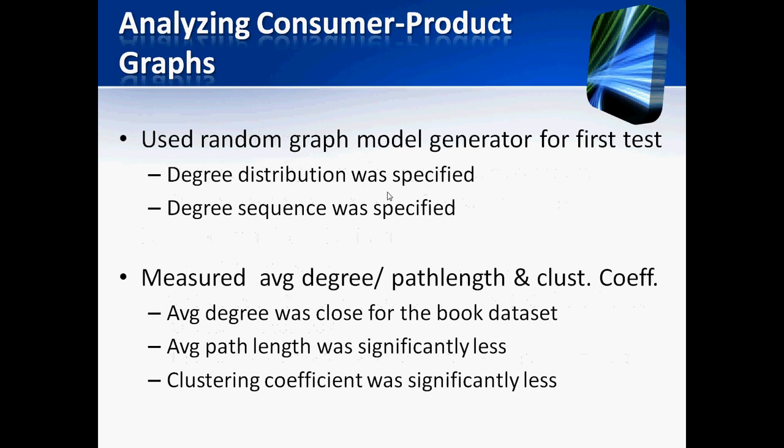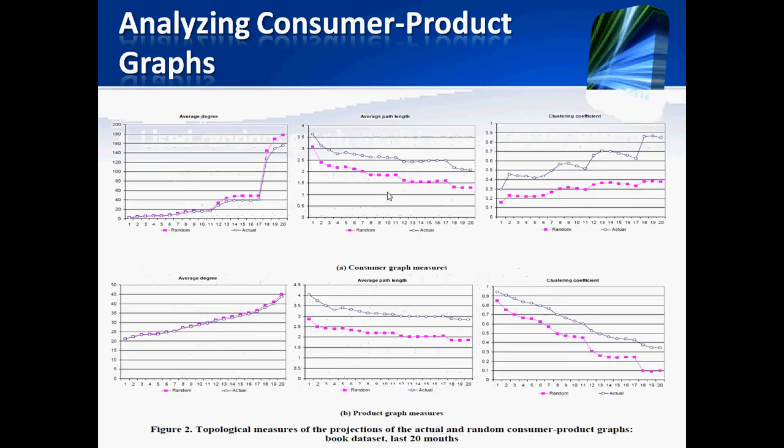For the first test, they used a random graph model generator, the one that we talked about, that you can specify degree distribution and degree sequence. They measured the average degree, the path length, and clustering coefficient. In this case, the average degree was close. That's how you can specify. You think it'd be close. The average path length was significantly less, and the clustering coefficient was significantly less.